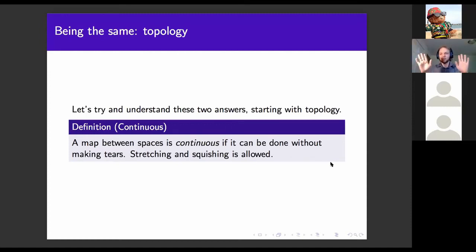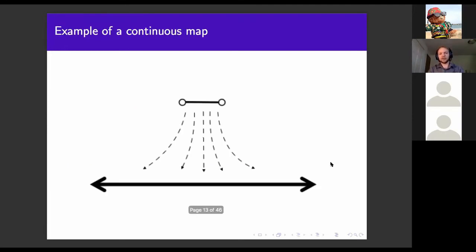A map between spaces, so taking the points in one space and matching them in the other space, is continuous if it can be done without making tears. But you are allowed to stretch and squish, okay? A sort of intermediate way of explaining this is that points which are very close have to go to points which are very close, okay? So let's look at an example of a continuous map.